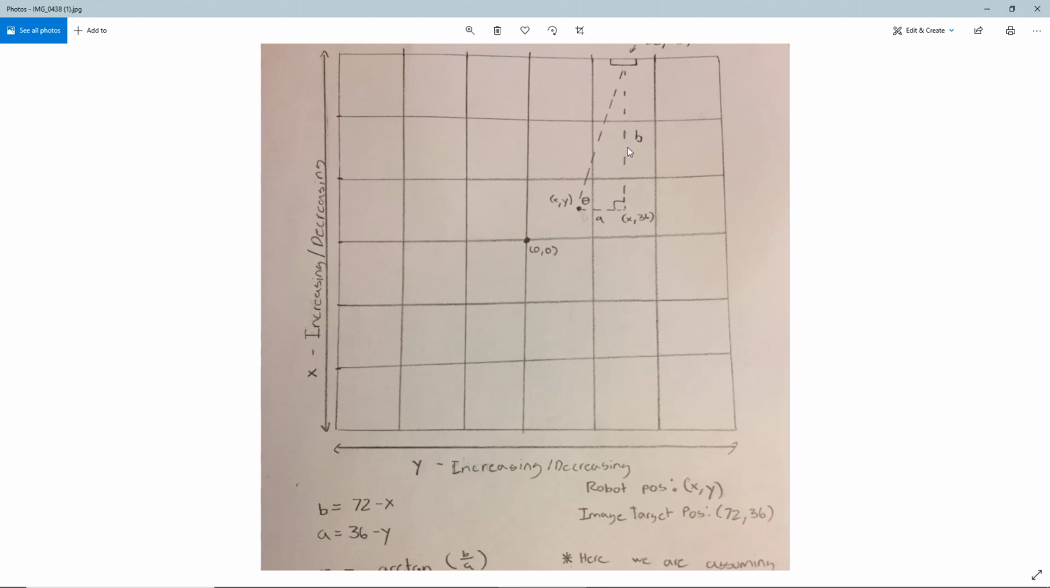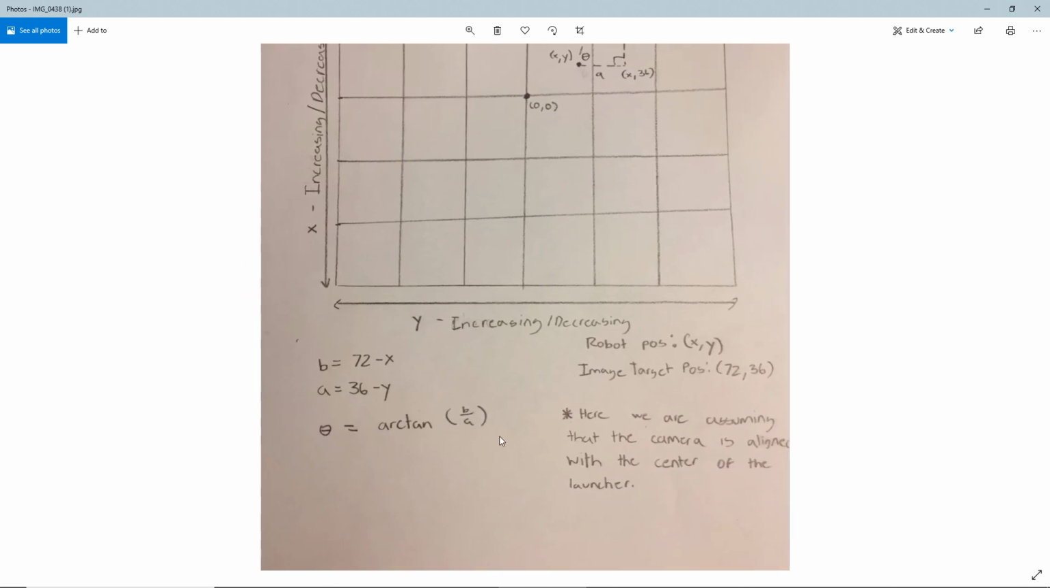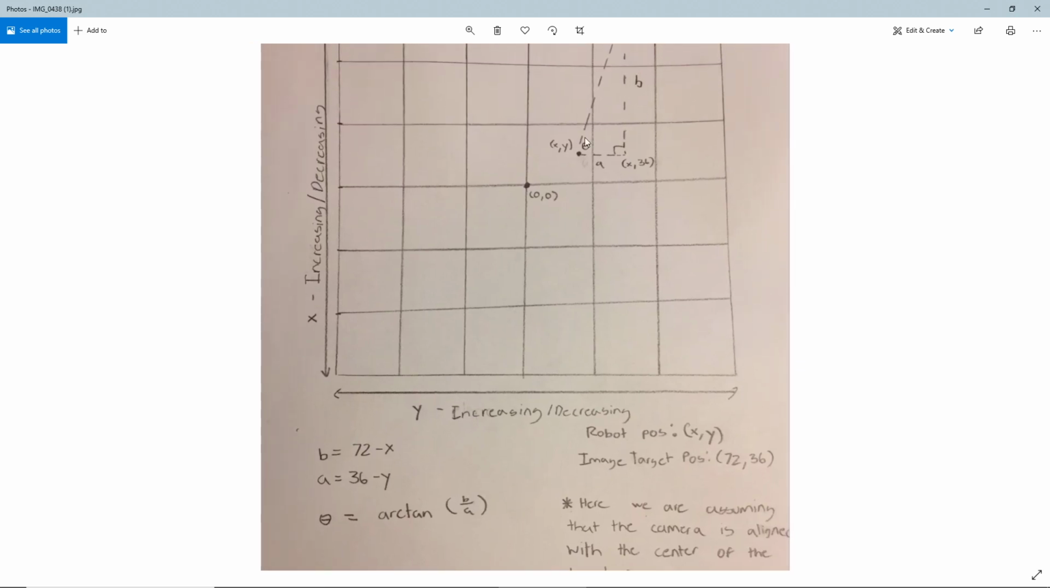So how do we determine B? Well, since this is at the point 72, this is at the point x, and this is at x, 36, the length of B will just be 72 minus x, and the length of A similarly will just be 36 minus y. And then to find theta, we just have to take the arctangent. Since the tangent of theta would be B over A, the arctangent of B over A would be theta.